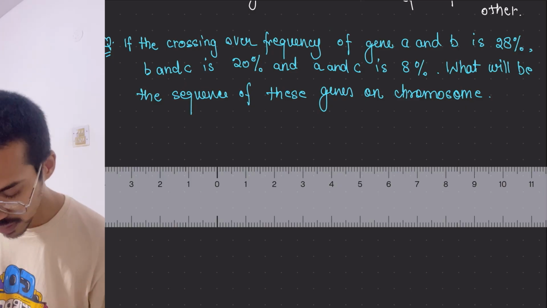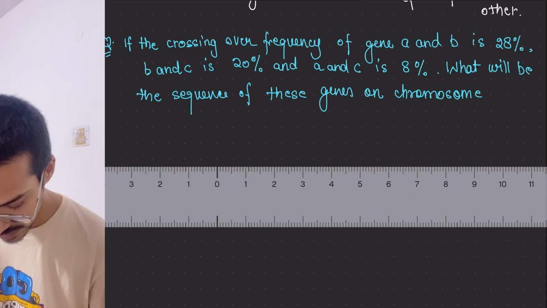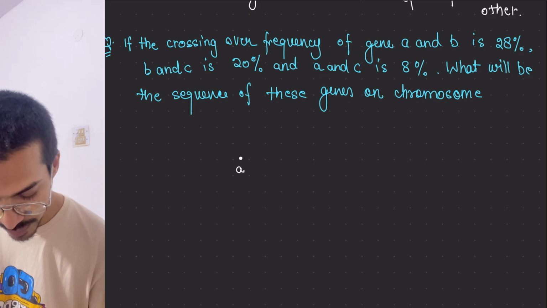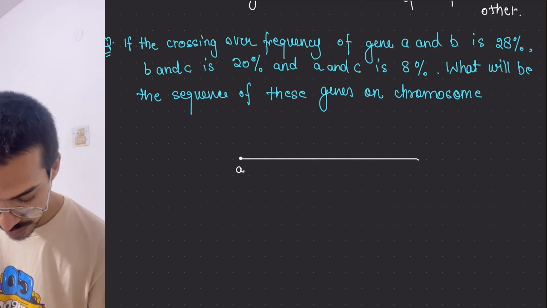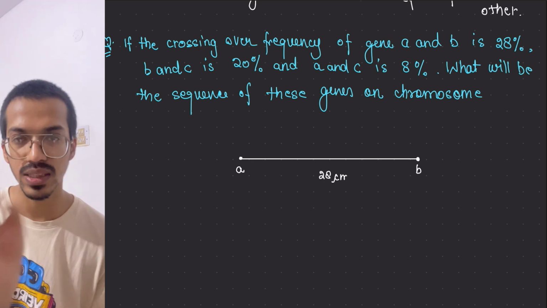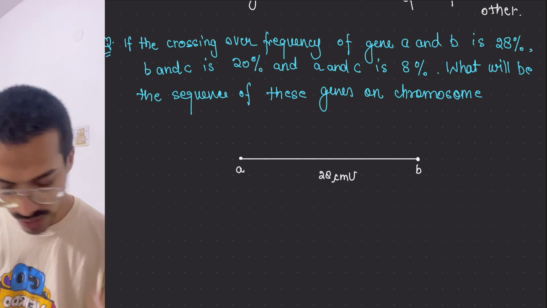So if this is the A, then where will be the B? This is B. This distance would be 28 centimorgan units, because the percentage means 28. So I wrote it 28.